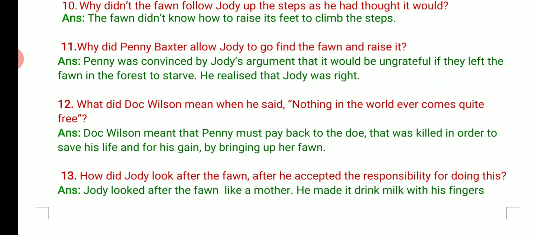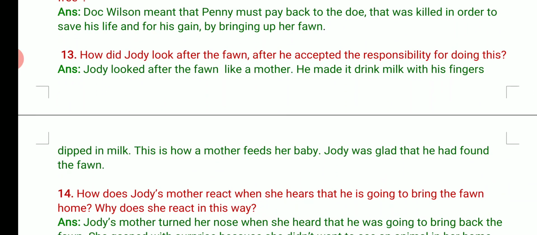How did Jody look after the fawn after he accepted the responsibility for doing things? Jody looked after the fawn like a mother. He made it drink milk with his finger dipped in the milk. This is how a mother feeds her baby. Jody was glad that he had found the fawn.